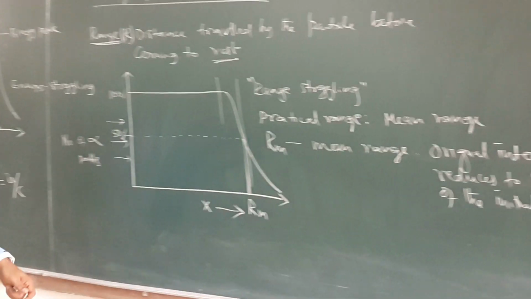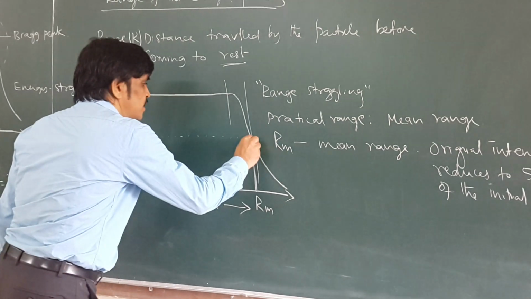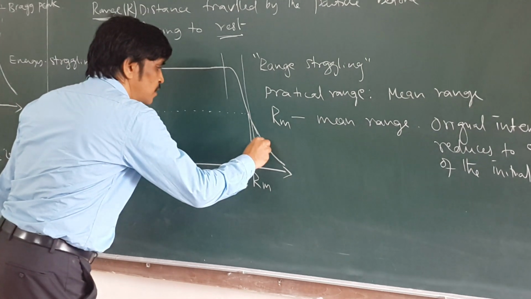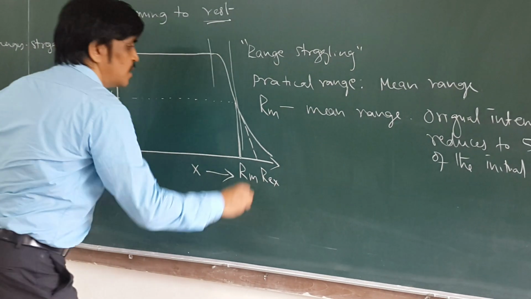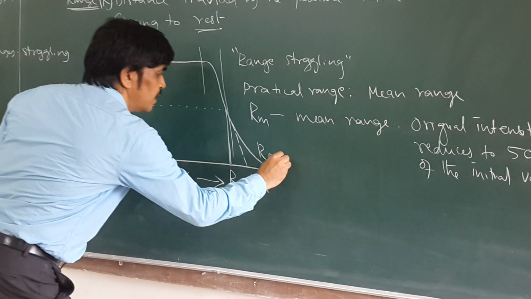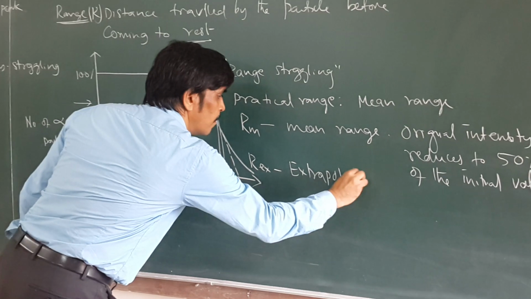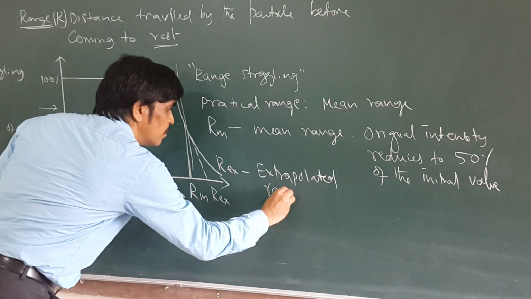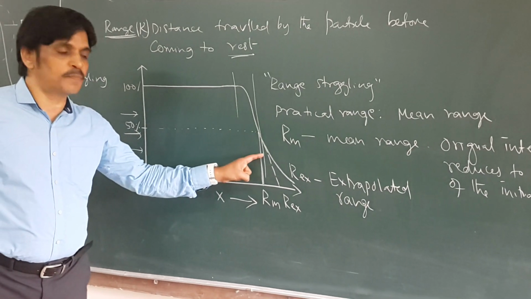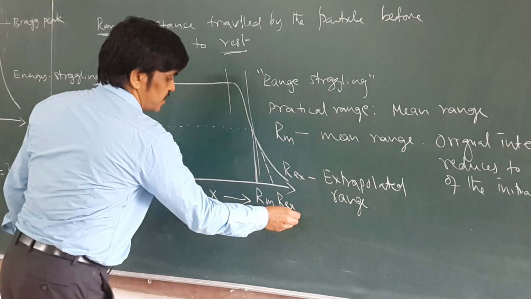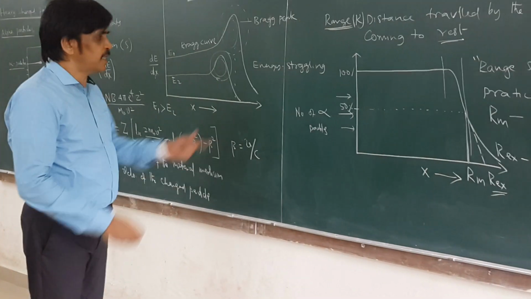So another way of evaluating the range is what is called the extrapolation. So you extrapolate the linear portion of the curve and make it cut the x-axis. So this is called Rx. So Rx is called the extrapolated range, where we extrapolate the linear portion of the curve and make it cut the x-axis. So these are all the ranges which you can determine by experiments.